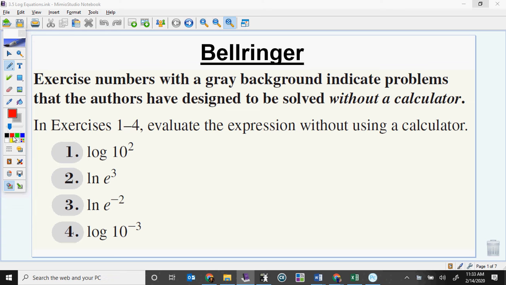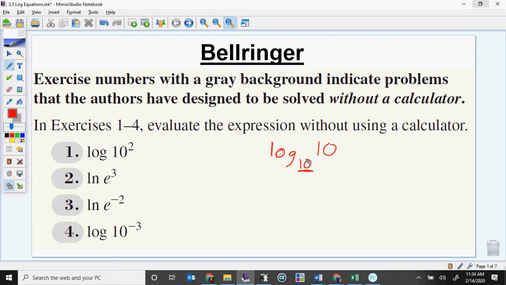Alright, so for number 1 and number 4, they both have log. Let me make that a little bigger. They both say log and then 10. But notice there's no base given. Well, whenever I have a log with no base, by default the base is 10. So for number 1 and number 4, they're both base of 10.